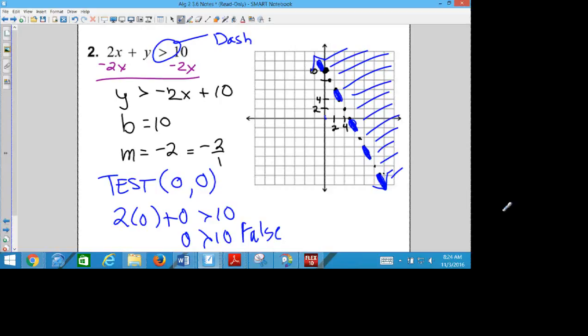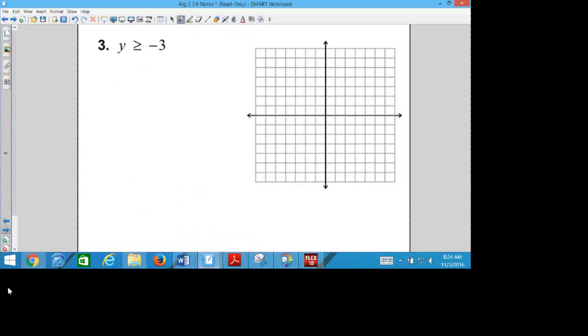Question? All right, this one here, y is greater than negative 3. This is already in the form of y equals mx plus b. Sort of. What is my b value? Negative 3. It is the constant. It is the number by itself, negative 3.